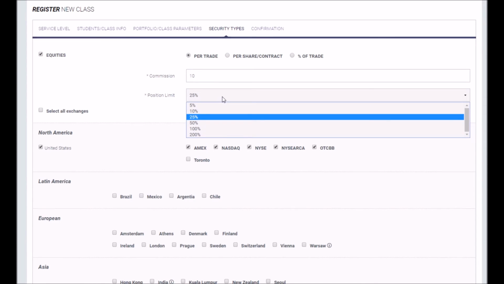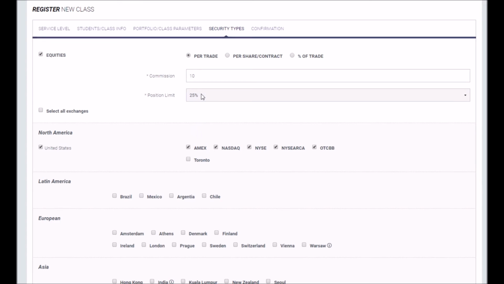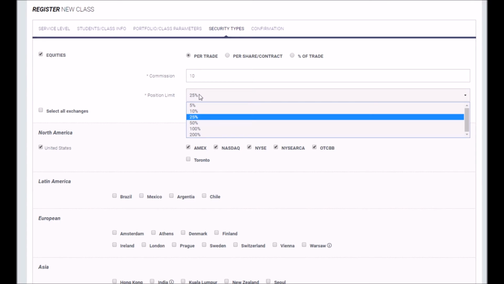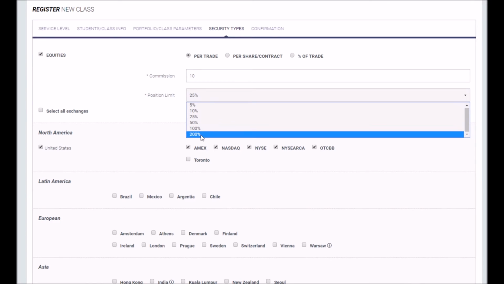The position limit will tell your students they can only have up to 25% of their portfolio in any one given stock. This can go up to 200%, which means if you allow margin trading, students can buy 100% of their initial cash and 100% of their margin on a single stock.